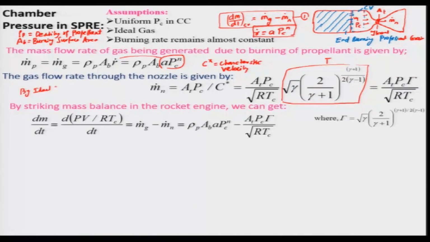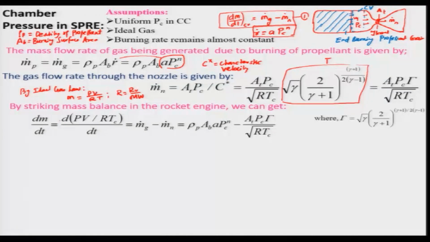ideal gas law, m is nothing but P V by R T, and R is your specific gas constant, that is R is equal to R U, the universal gas constant, divided by molecular weight. So, by R T c, and that is nothing but equal to m dot g minus m dot n, and we already know that m dot g is nothing but rho p A b a P c n, and this already we know, m dot n is A t P c capital Gamma divided by root over R T c.